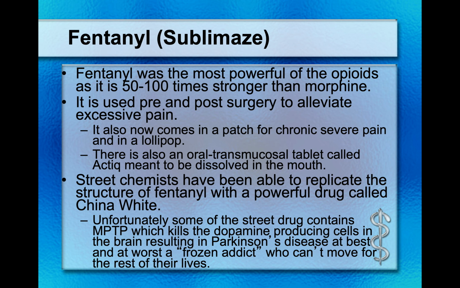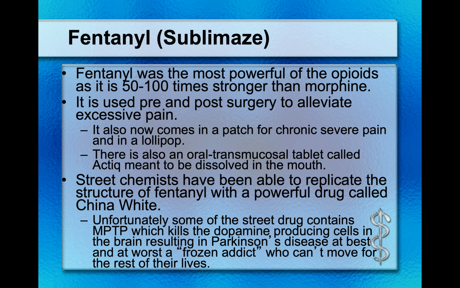Fentanyl is the most powerful of the opioids, as it is 50 to 100 times stronger than morphine. It is used pre and post surgery to alleviate excessive pain. It also now comes in a patch for chronic severe pain and in a lollipop. There is also an oral transmucosal tablet called Actiq, meant to be dissolved in the mouth, and that works as well. Street chemists have been able to replicate the structure of fentanyl with a powerful drug called China White. And actually, we've got a lot of fentanyl coming in from China.